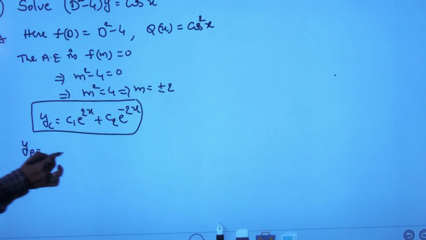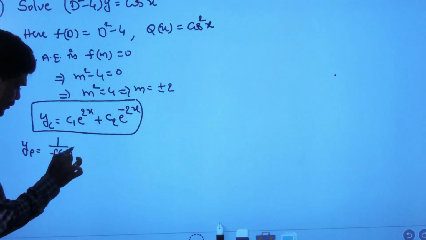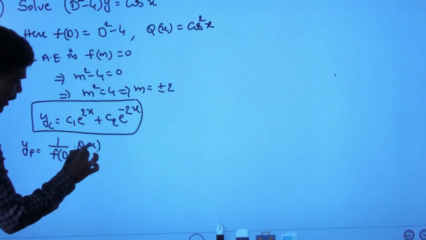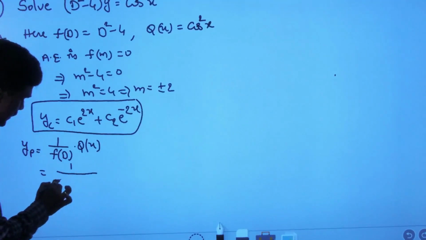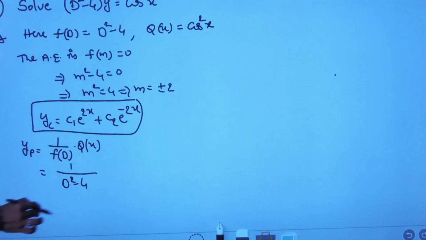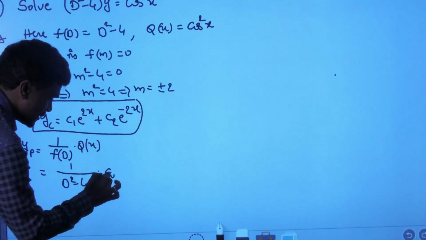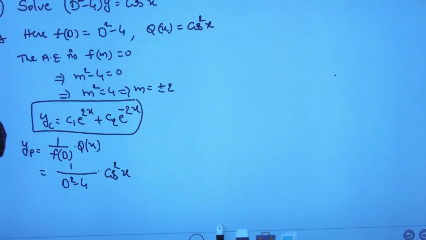Particular integration is yp, that is 1 by f of d into q of x. Now in this case, what is f of d here? f of d is d square minus 4, into q of x. What is q of x here? q of x is cos square x. So here we have cos square x.